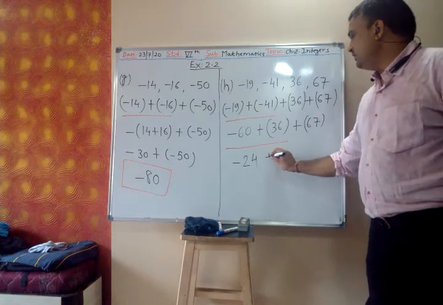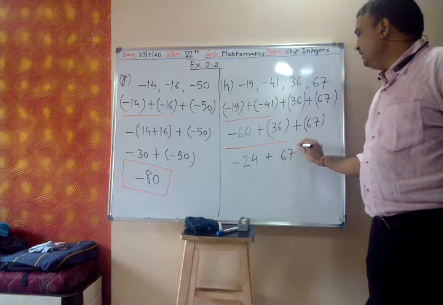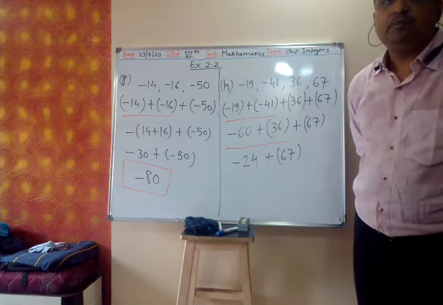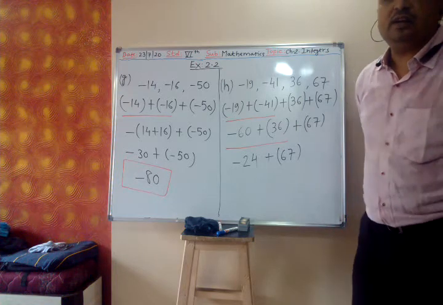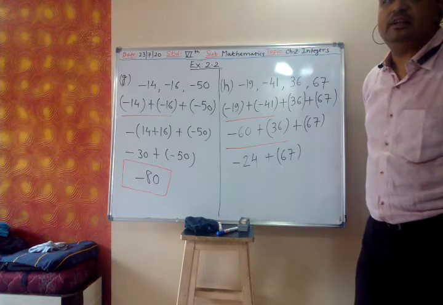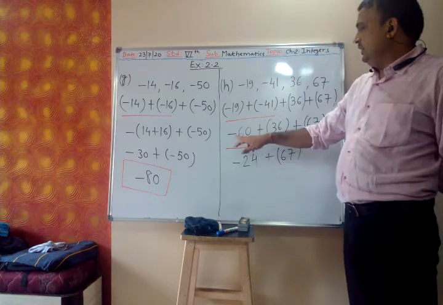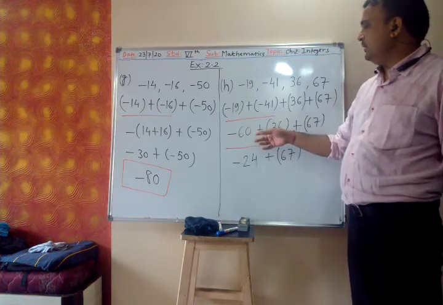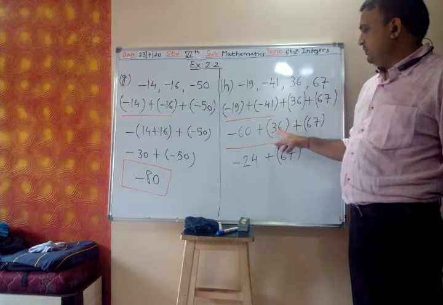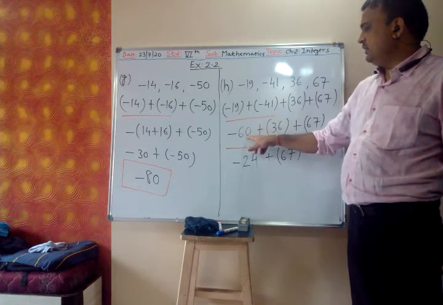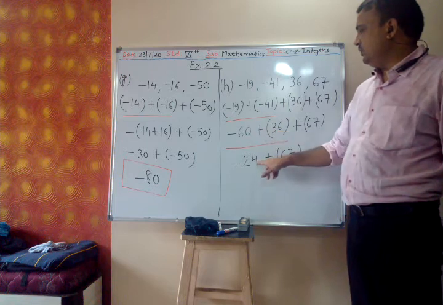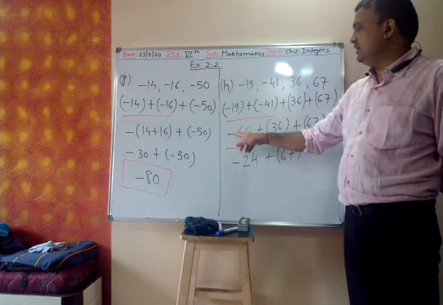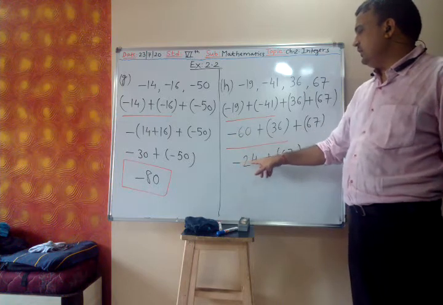24 plus 67. Whenever you have opposite sign, you have to subtract smaller number from bigger number and take the sign of bigger number. It is minus and plus opposite sign, so we subtract 36 from 60. 60 minus 36 is 24, and take the sign of bigger number. What is bigger number? 60. What is sign of that? Minus. So we write minus 24.